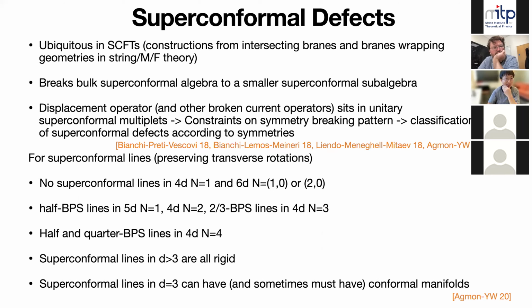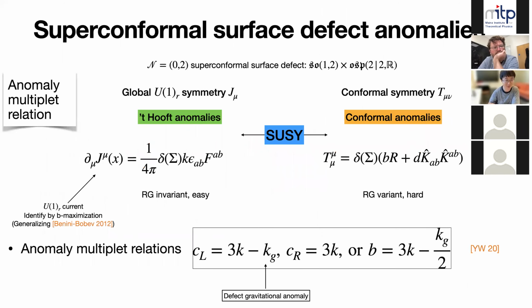Let me not talk about this. Let me just go directly to this. The superconformal defect has this nice feature that, when you have enough supersymmetry preserved by the defect, there's some U1 R symmetry, or some R symmetry, that's also preserved by the conformal defect. And in such a case, you can postulate there could be some relation between the 't Hooft anomaly for the R symmetry and the defect conformal anomaly.